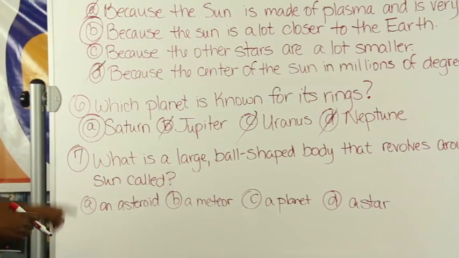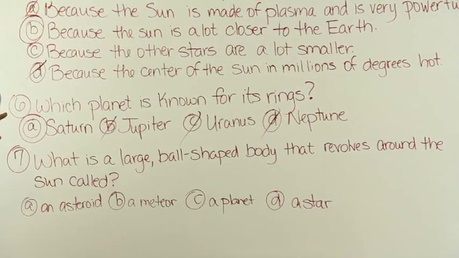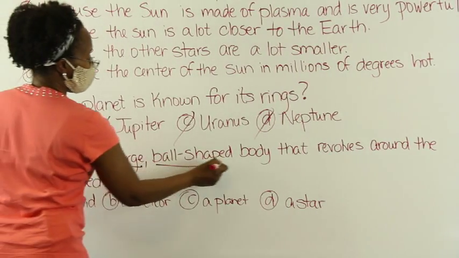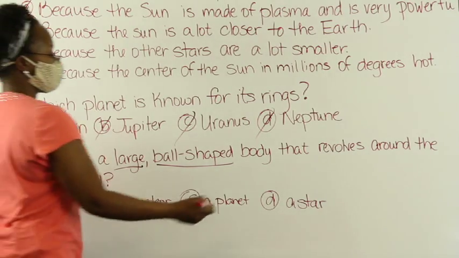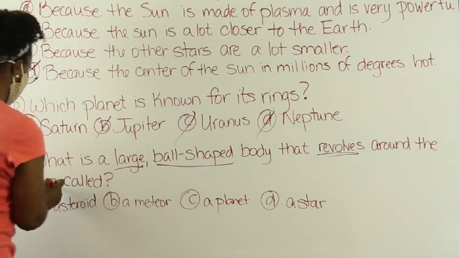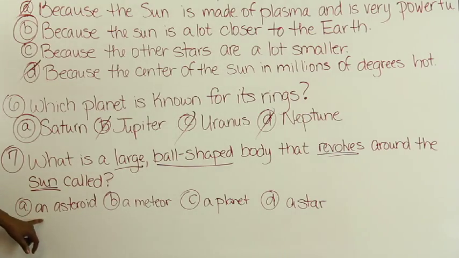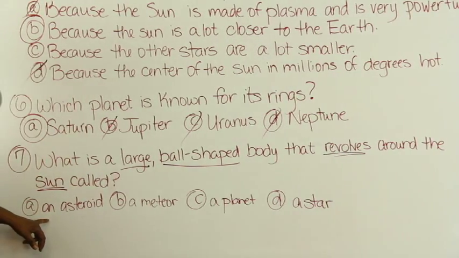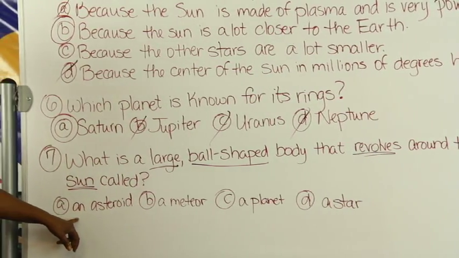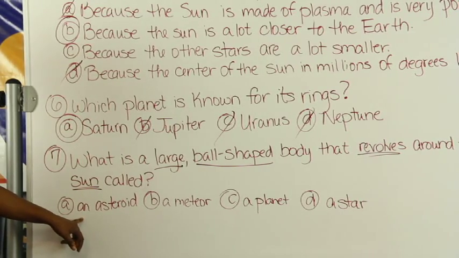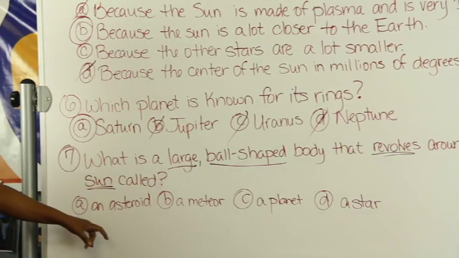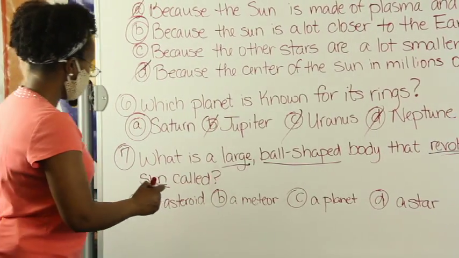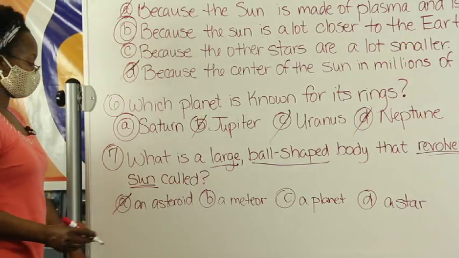Number 7, what is a large ball-shaped body that revolves around the sun? So it has to revolve around the sun. Does an asteroid revolve around the sun? An asteroid does not have to revolve around the sun. It can revolve around a planet or anything. So I'm going to mark that one off for you. We're doing that one together.